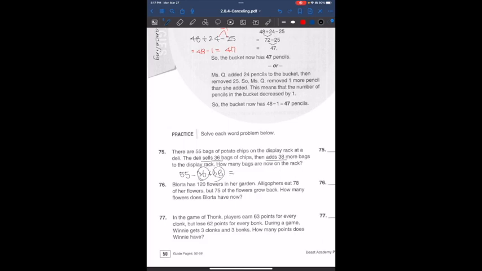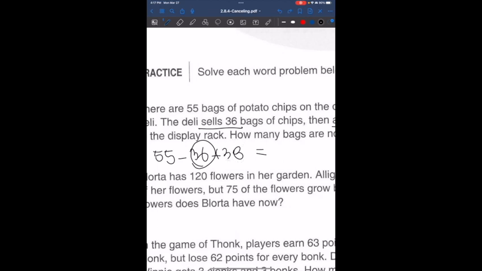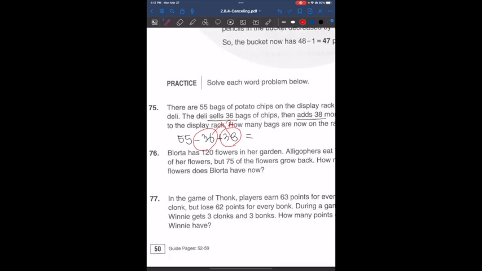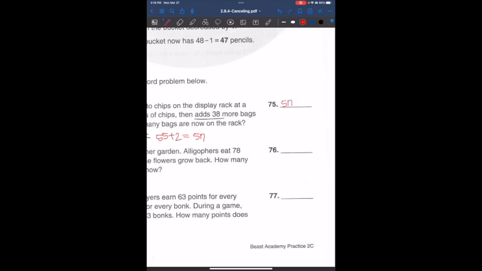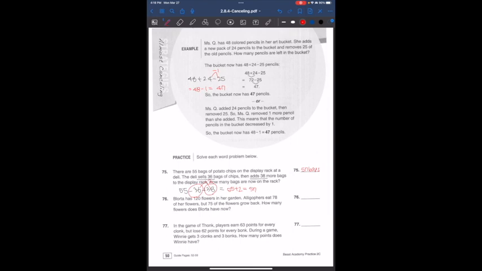Now these two numbers are similar, they're only two numbers apart, but 36 is negative and 38 is positive. So added together, that gives us 2, since 38 minus 36 is 2. And so we have 55 plus 2, which is 57. So we have 57 bags.